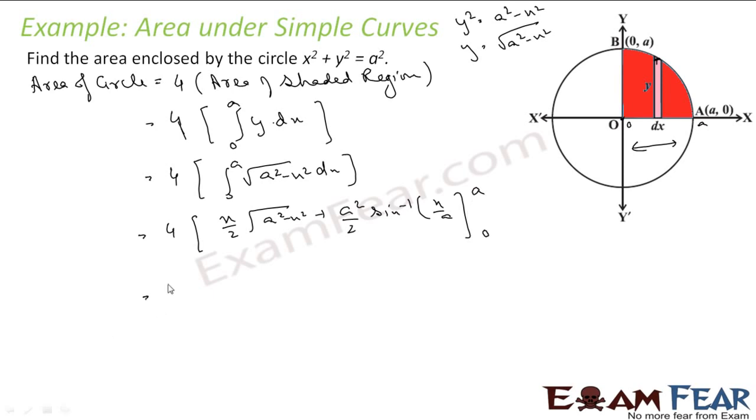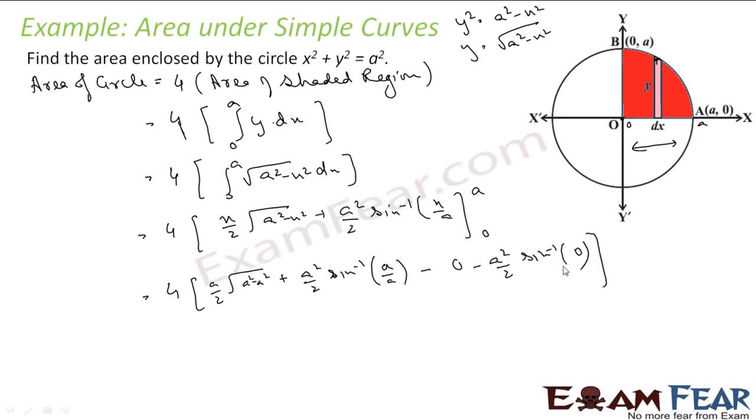Correct? So you put x equal to a, this becomes a by 2 root a square minus a square, that is 0, plus a square by 2 sine inverse a by a, minus 0, this becomes 0, minus a square by 2 sine inverse 0. This also becomes 0, and this guy is also 0, right? A square minus a square. So what you get is 4 into a square by 2 sine inverse 1, that is pi by 2. So we solve this, 2 and 4 cancel, this becomes pi a square, and that is my answer.